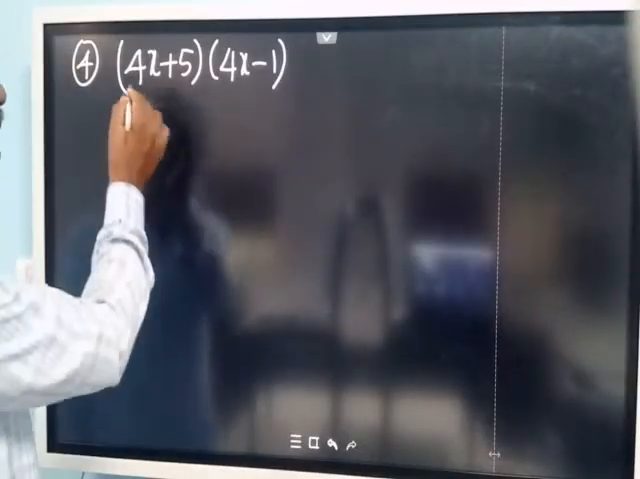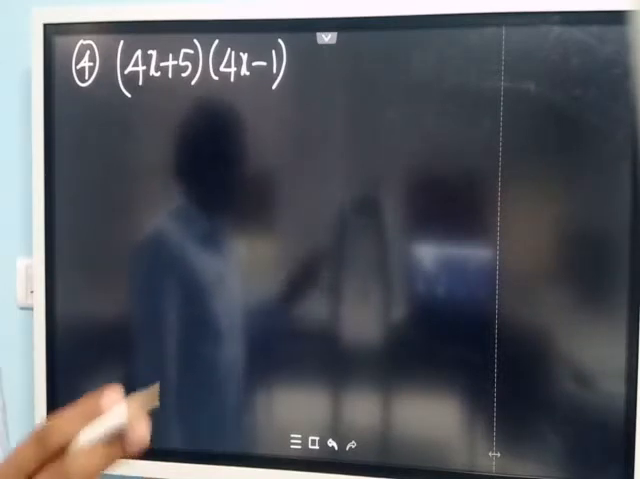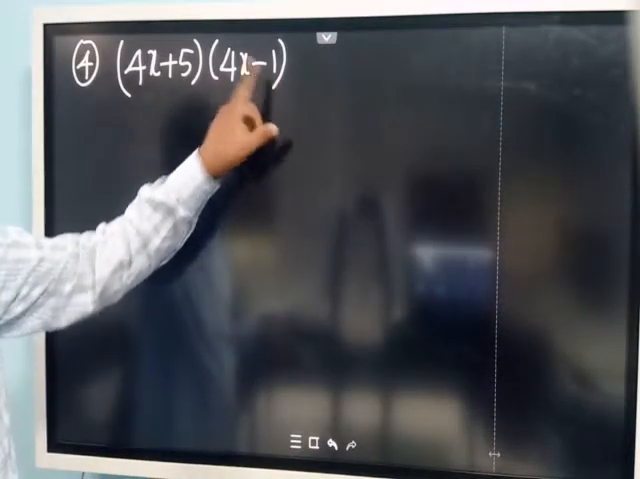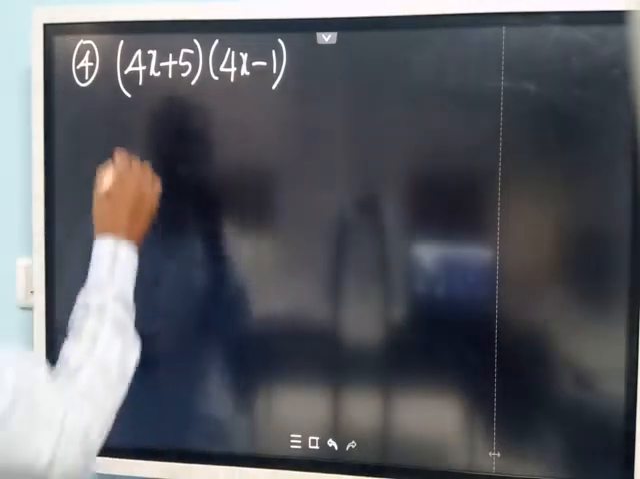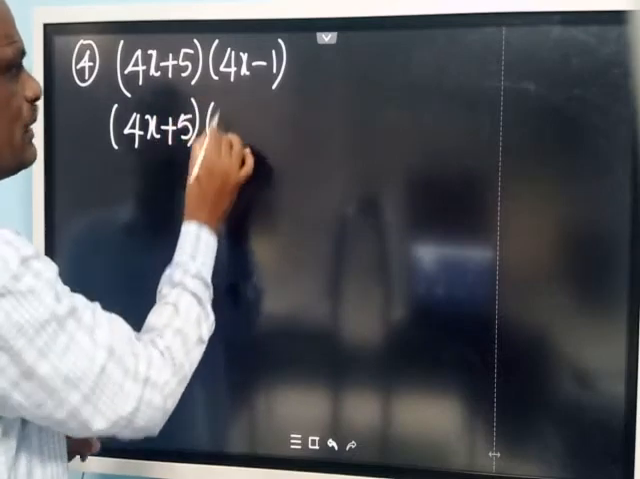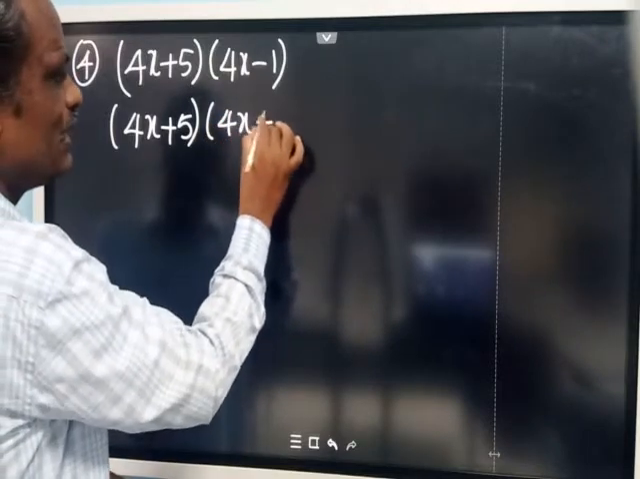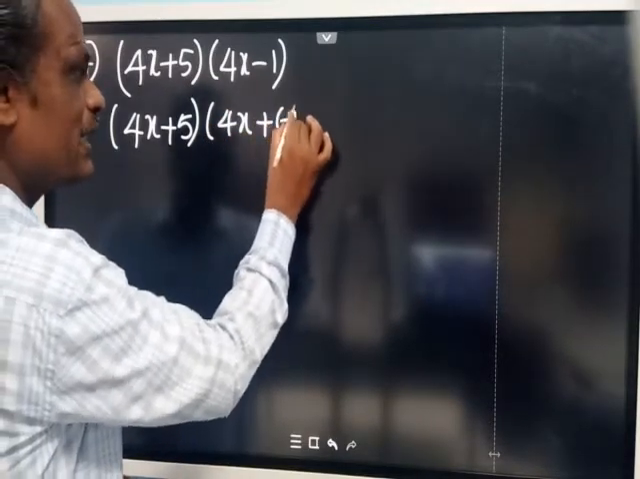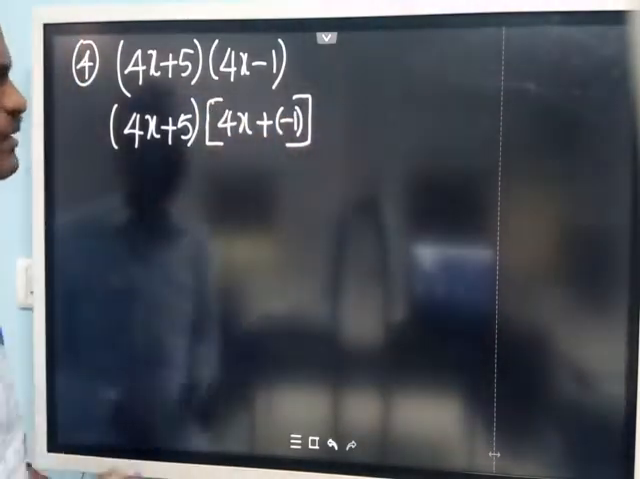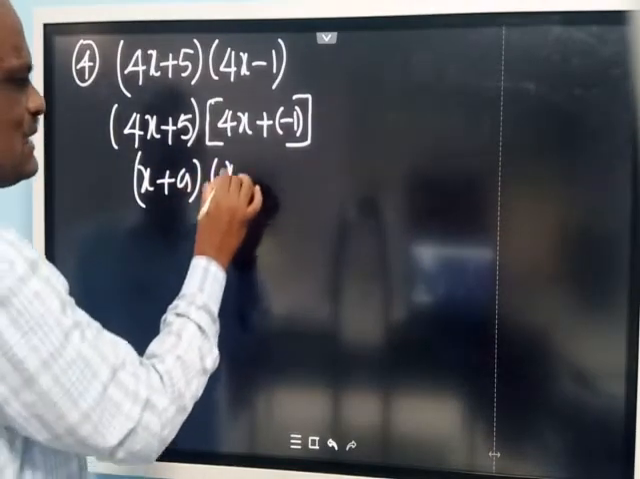Now what you can make here: 4x plus 5 and 4x minus 1, it is not in the form of x plus a into x plus b. But you need to convert. So you have to change here. Let us write the first as it is. There is no problem with the first expression. Come to the second one. It is not in the form of x plus b. 4x, then I will write here plus, then it becomes bracket, inside the bracket you can write minus 1. So this is 4x plus of minus 1. Now it is in the form of x plus a into x plus b.